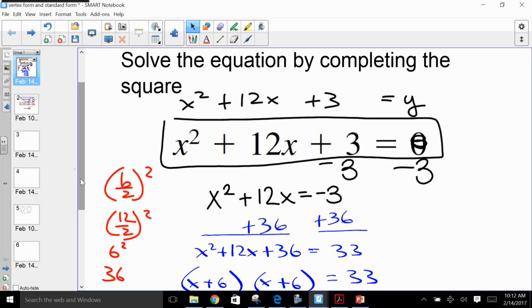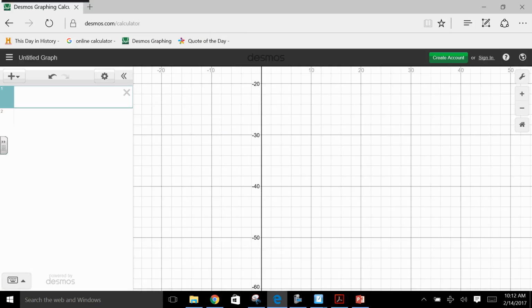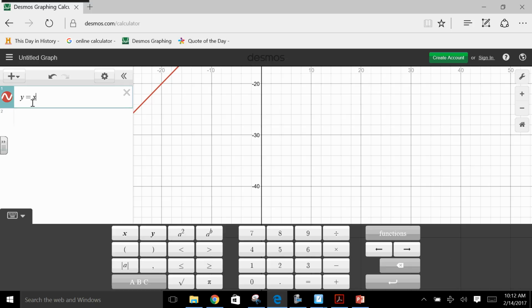Watch. Let me go to desmos.com and watch how it behaves. Let me come up here on the upper left and type in y equals x squared plus 12x. Was it plus 3? What was the c value? Plus 3. All right. Look at the graph that came up.